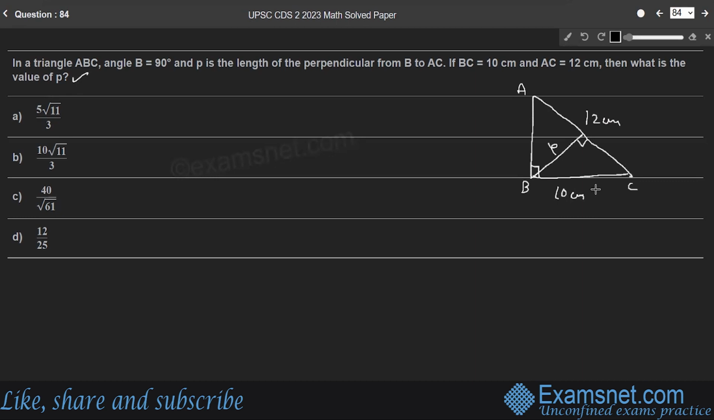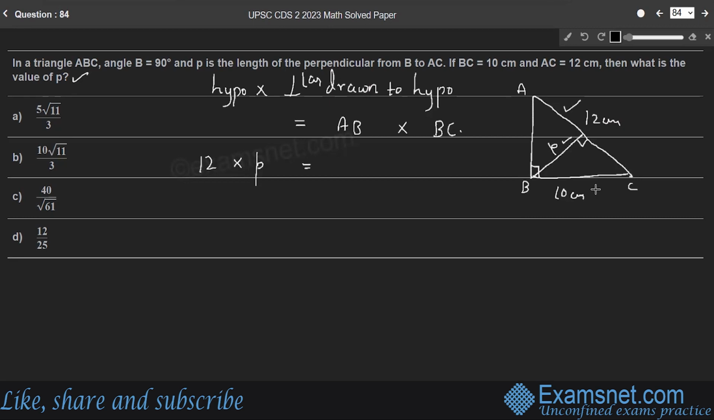So in a right angle triangle, students, the product of the hypotenuse and the perpendicular drawn to the hypotenuse from the opposite vertex is always equal to the product of the other two sides, AB and BC. Hypotenuse is 12 centimeter and the perpendicular drawn to the hypotenuse is P. P is equal to AB times BC, we need to find.